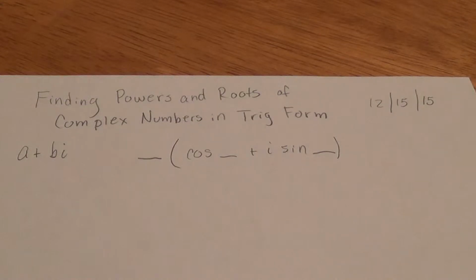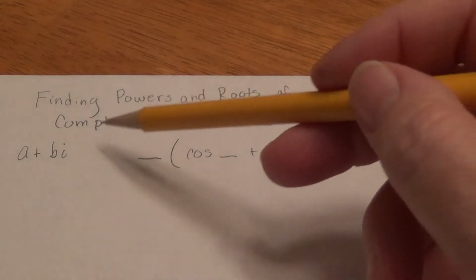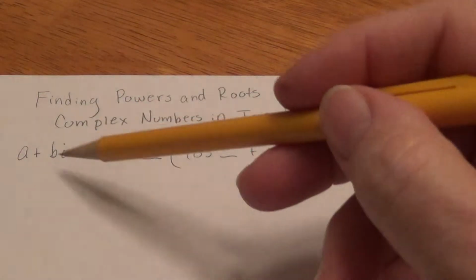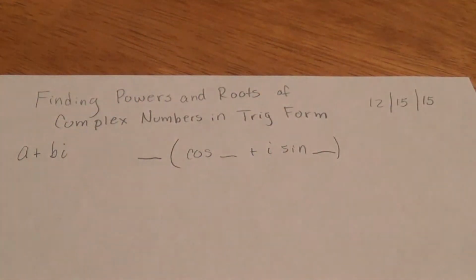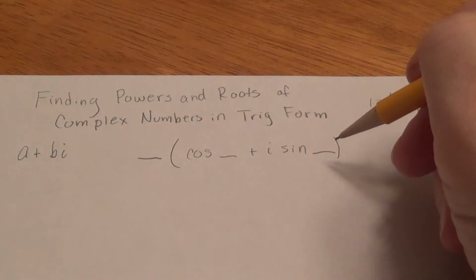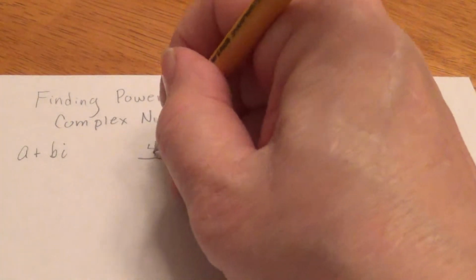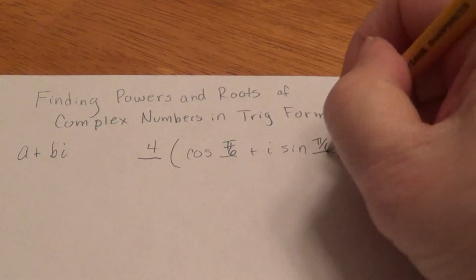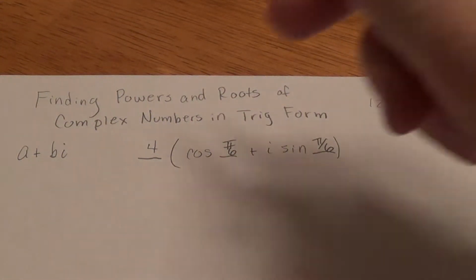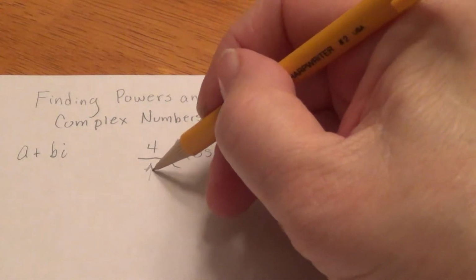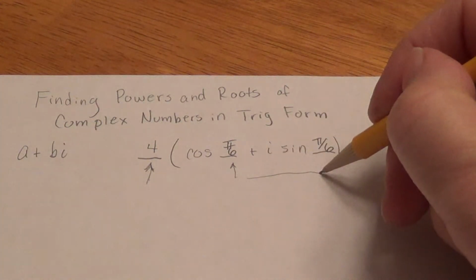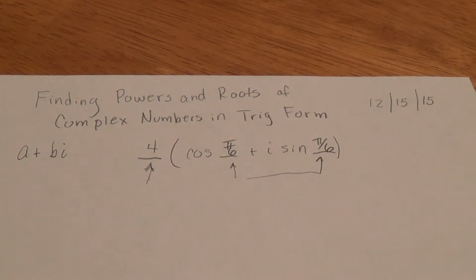The reason we use it so often is we can raise complex numbers to powers and roots very quickly in this form, where it's quite miserable in standard form. So an example of a number in trig form might be 4 cosine pi over 6 plus i sine pi over 6. This is always a real number out here, and in here we have an angle, and those two angles are alike.